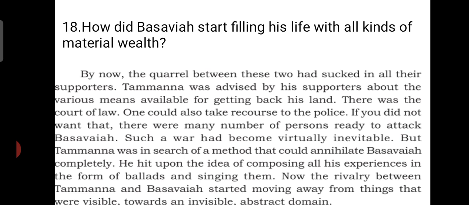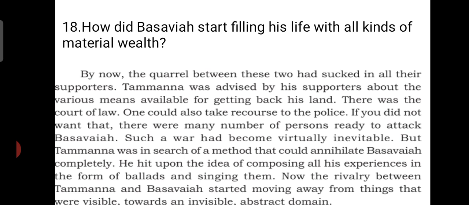Next, how did Basavayya start filling his life with all kinds of material wealth? What is the reason for him? Okay, what is the reason?